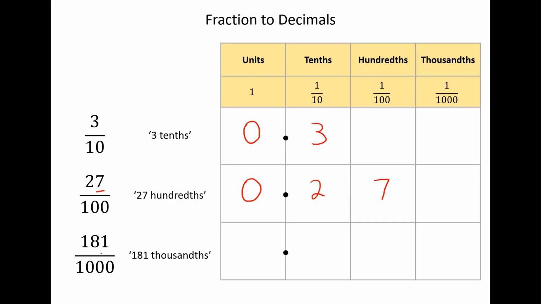Now for 181 over 1,000, because I'm over 1,000, that's the thousandths, I know that I want to start filling out numbers in my thousandths place. And I want to start with the rightmost digit. So in this case, this is the 1 here. I'm simply going to write 1. Then I fill in the next one, 8. Then I fill in 1 again. And then I fill in the rest with place value holders. So this will simply be 0.181.